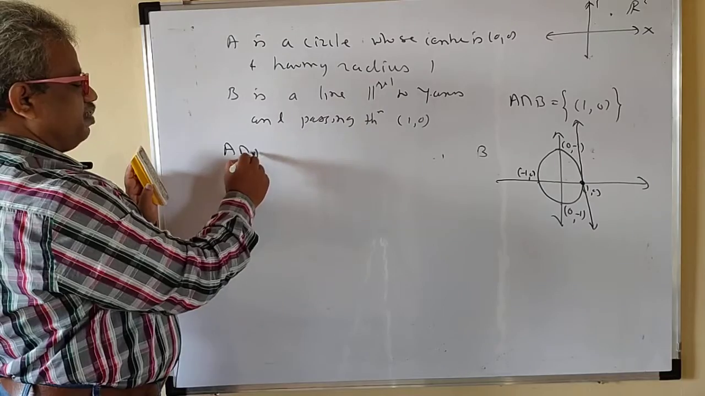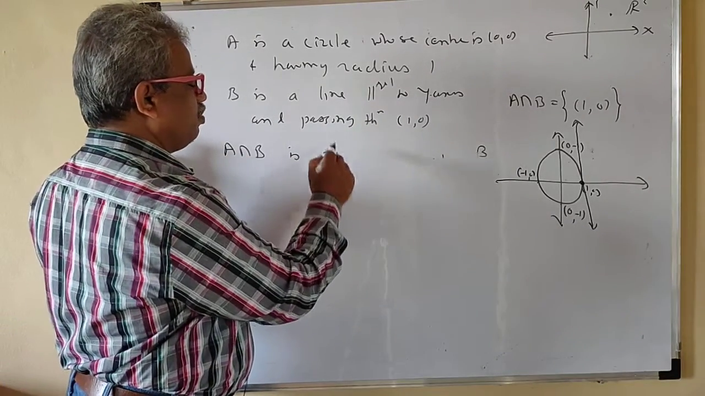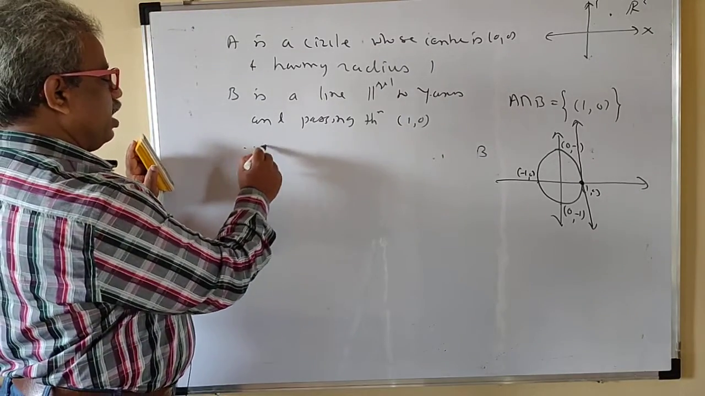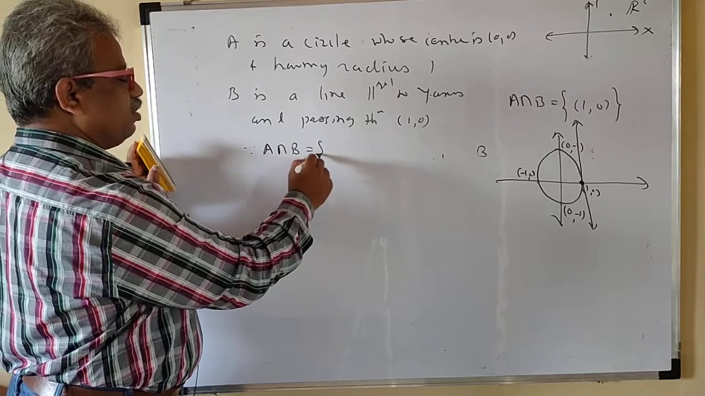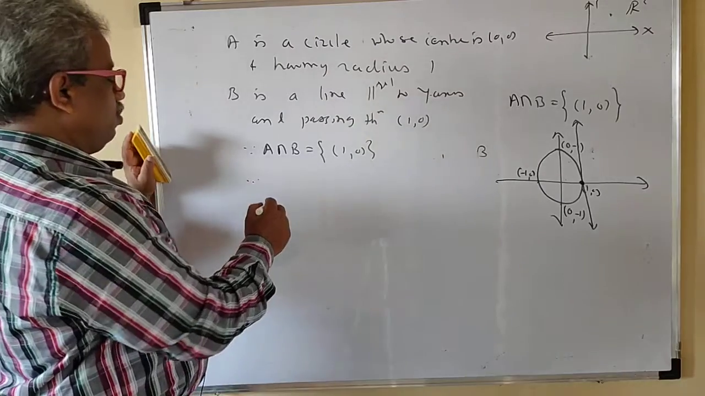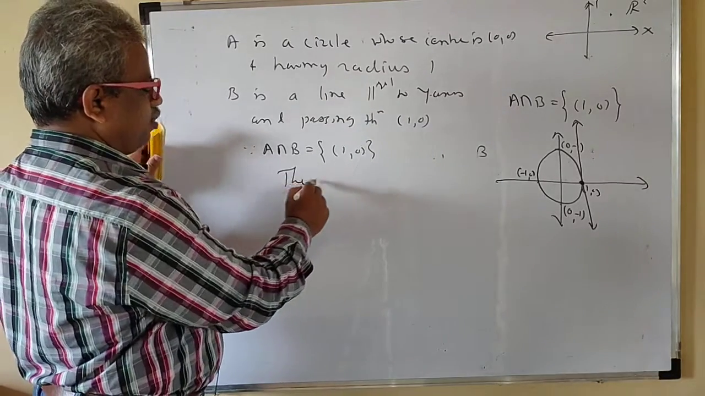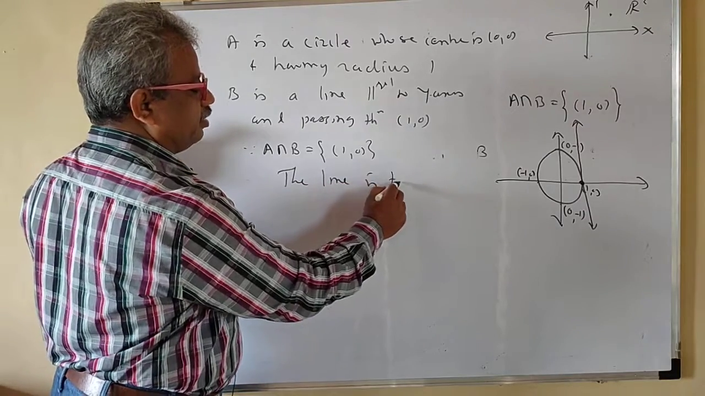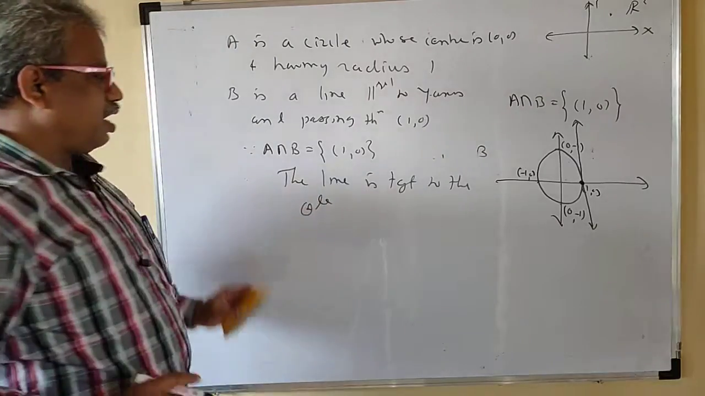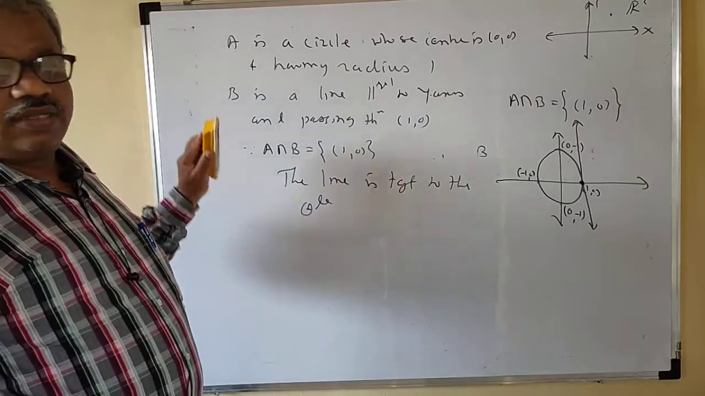A intersection B is the point of intersection. Since we already saw this, A intersection B is the singleton point (1, 0). Therefore, the line is tangent to the circle. So that means this line is tangent to the circle. This is the geometrical representation.